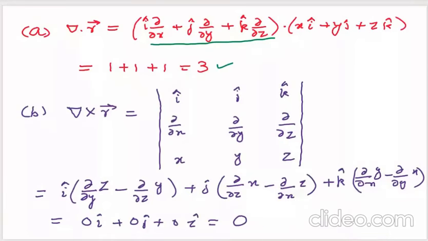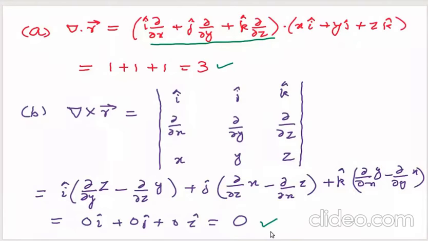Okay. The second question was curl of R. You can take the curl of R using this determinant. Here I am writing i, j, k components. The del operator will be del by del x, del by del y, and del by del z, and the R vector will be x, y, z. You can simplify this relation, and you will get that all the differentiations will be 0. So the curl of vector R is 0.